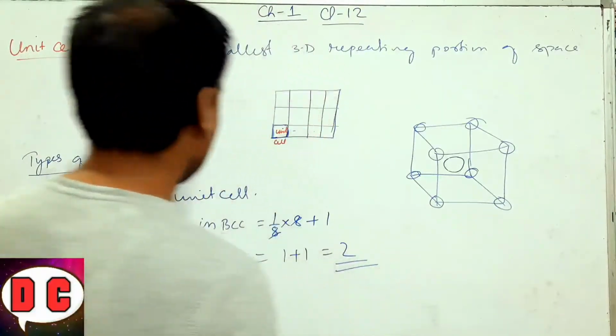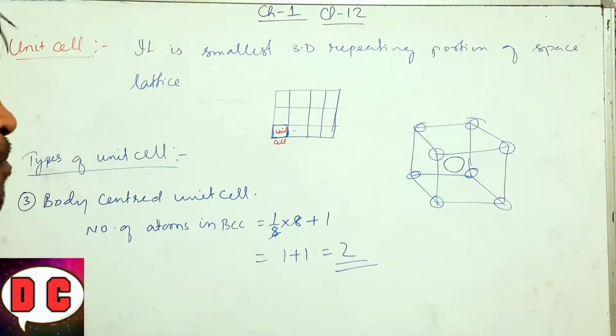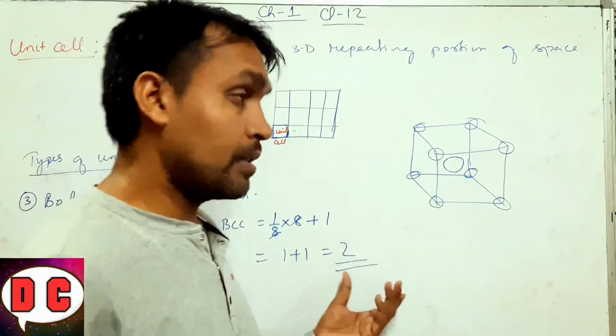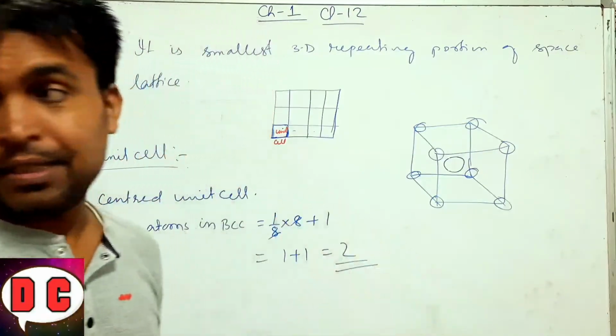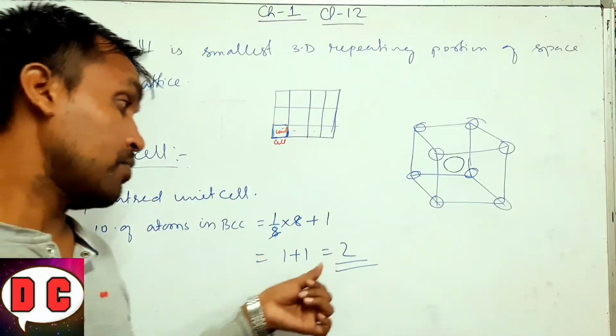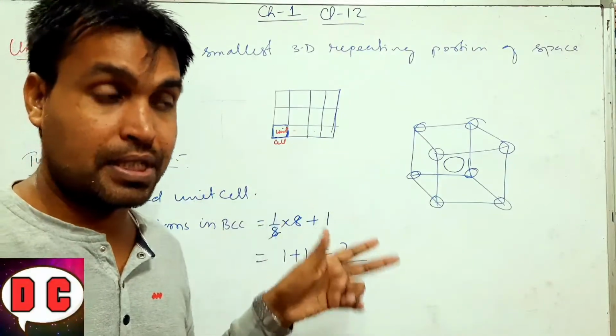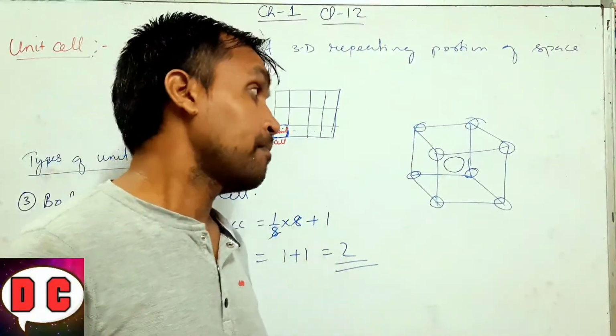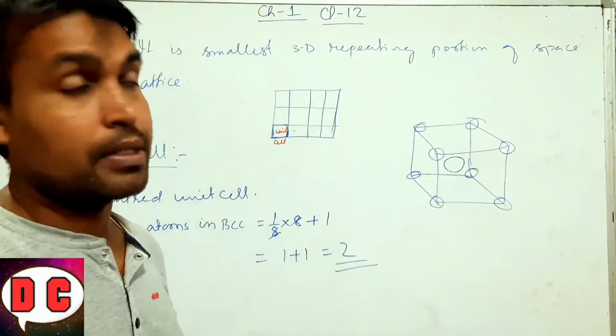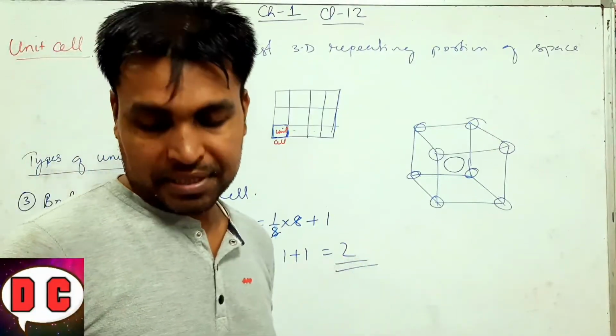So the number of atoms in BCC is equal to how much? 2. If it is asked in the questions, they will be asking the numerical on the BCC structure. So you should know that the number of atoms in BCC, that is the value of Z, will be 2 in the BCC structure. Okay.